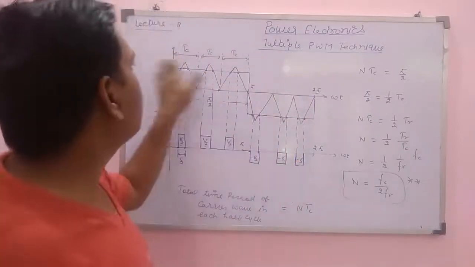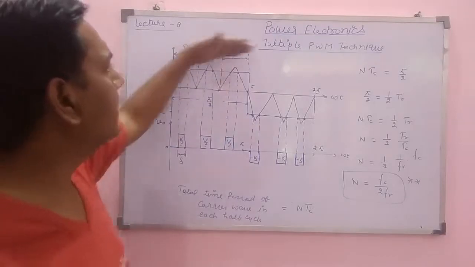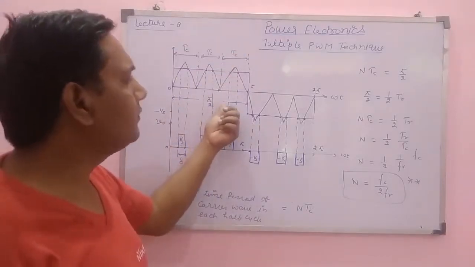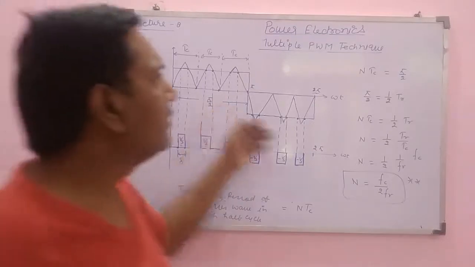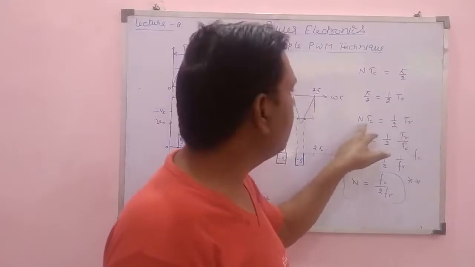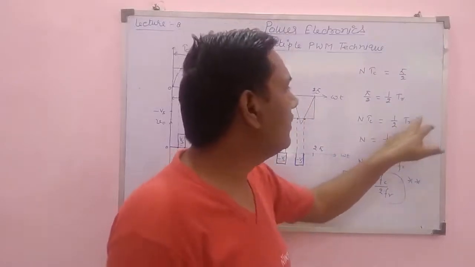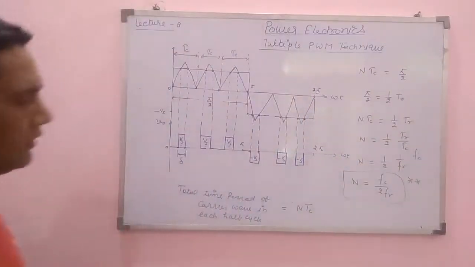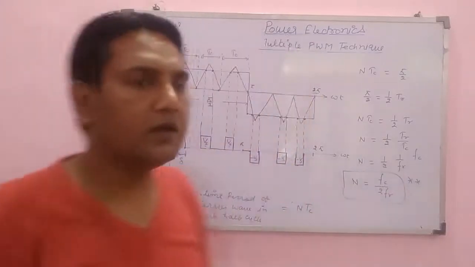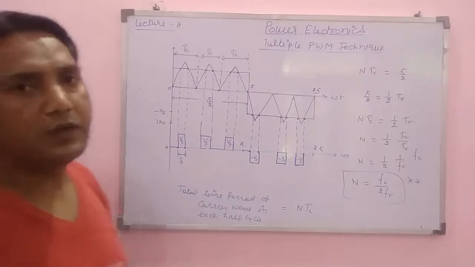Simple. We have calculated the total time period of the carrier wave, and this is nothing but half of the time period of the reference wave. So we equate these two time periods, that is n tc is equal to 1 upon 2 tr. In that case we have determined the number of pulses in each half cycle, that is equal to fc upon 2fr.